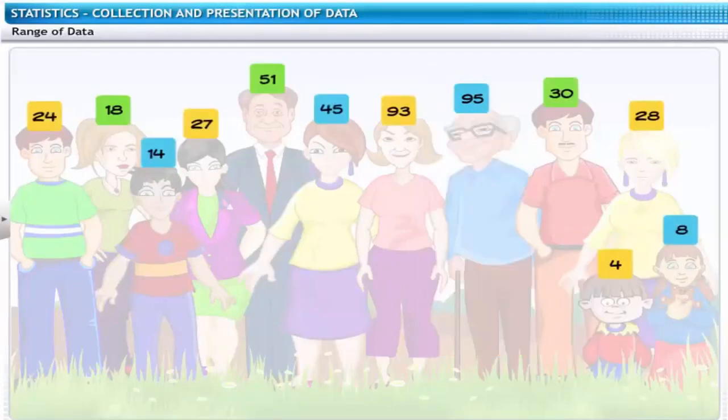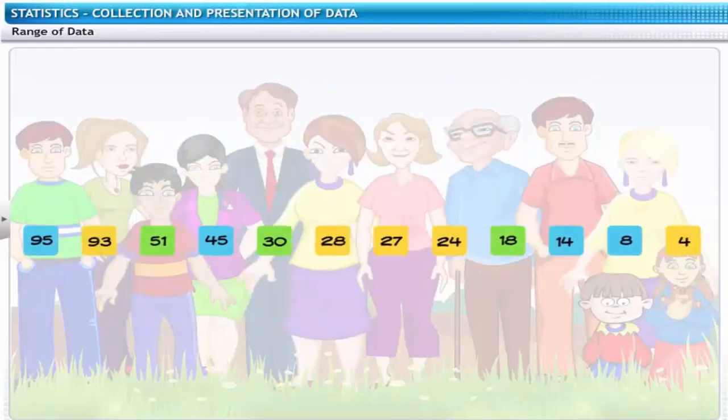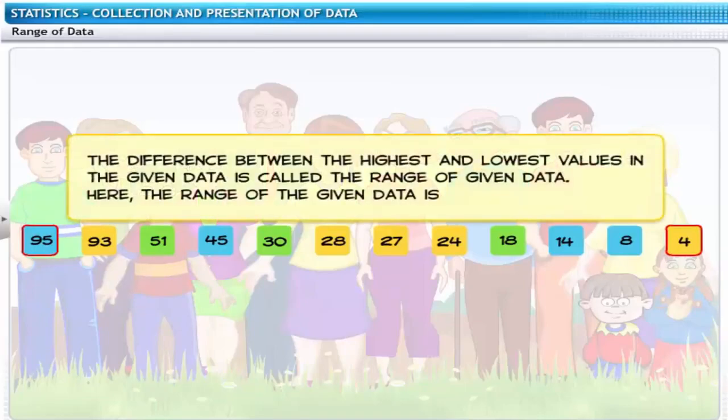Let us see if we can present the data to make this observation easier. We can make the observation of highest and lowest values in given data easier by simply arranging the data in ascending or descending order. Here, we have arranged the ages of Mr. Longlife's family members in descending order. The highest and lowest values in the given data are of special importance. The difference between them gives a number that is called the range of given data. Here the range of the given data is 91.